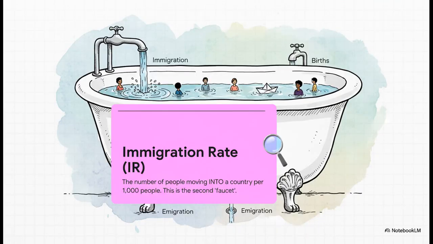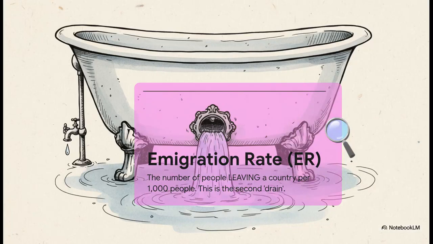But wait, it's not just about births and deaths, right? People are always moving around the globe. When people move into a country, we call that immigration. A really easy way to remember it is in for immigration. So this is our second faucet, adding more water to our tub. And you guessed it, when people leave a country to go live somewhere else, that's emigration. Just think exit for emigration. And boom, that's our second drain, letting water flow out.